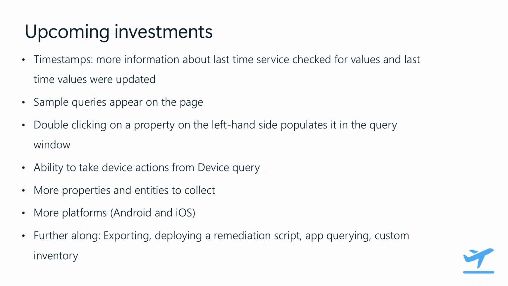We're also working on more properties and entities added to enhanced device inventory. This is something we're working on every quarter, and our ability to query entities gets larger each quarter. This is going to be a cross-platform feature, so support for non-Windows platforms is coming soon. And further along in our roadmap are things like exporting the data into either CSV or another usable format, taking the action to deploy a remediation script on particular devices as a result of a query, app inventory querying instead of just device inventory querying, and being able to define custom inventory variables for your inventory policies.